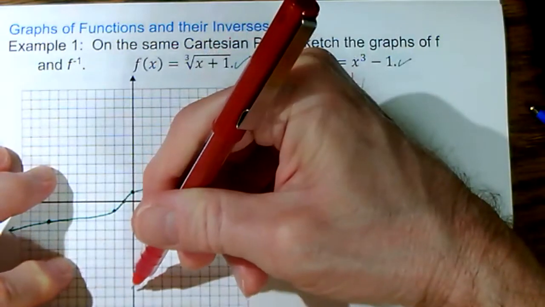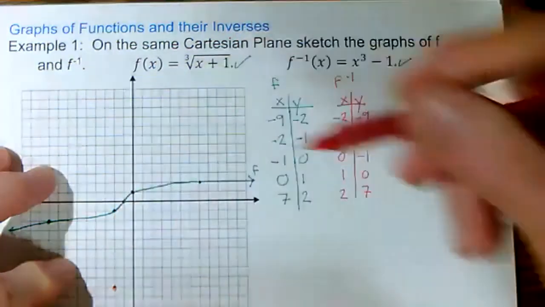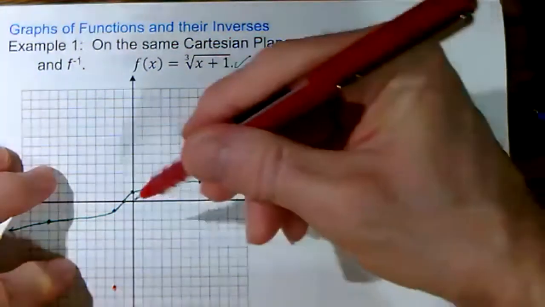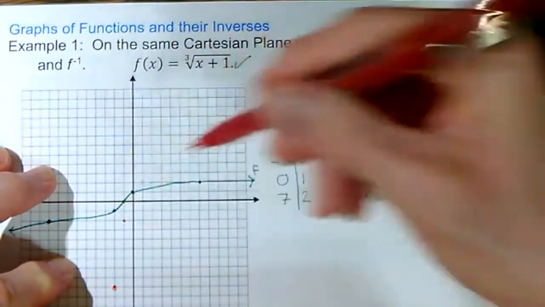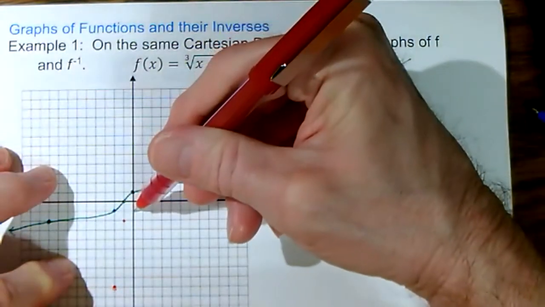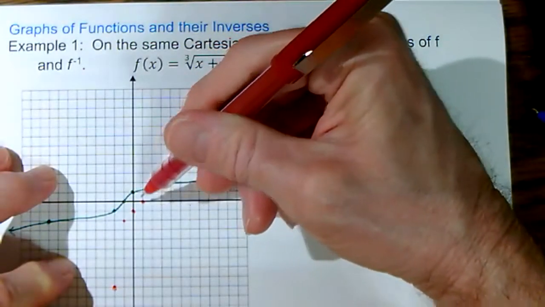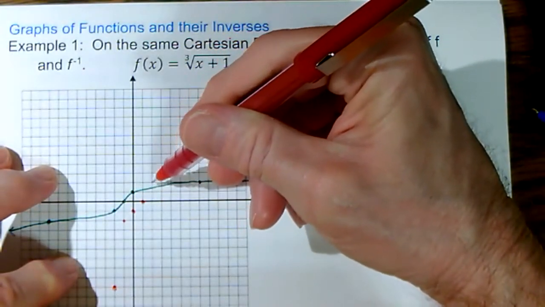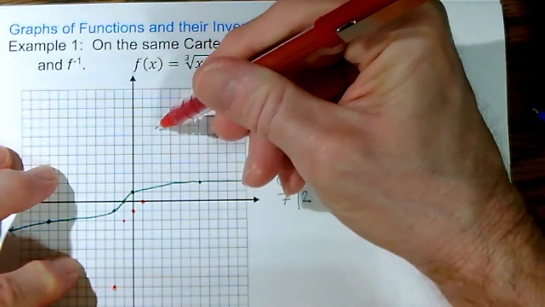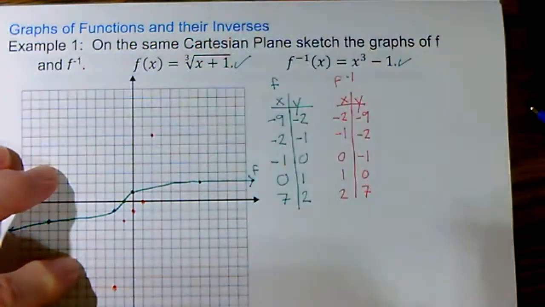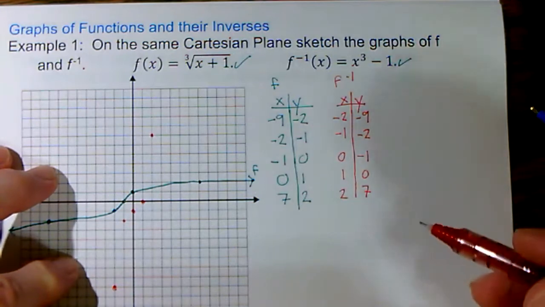-2, -9 would put me right about here. -1, -2 would put me right about there. 0, -1 is here. 1, 0 is here. 2, 7 is up here. So those are those points.